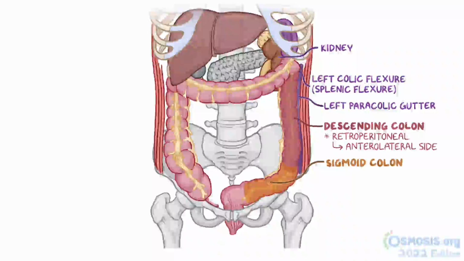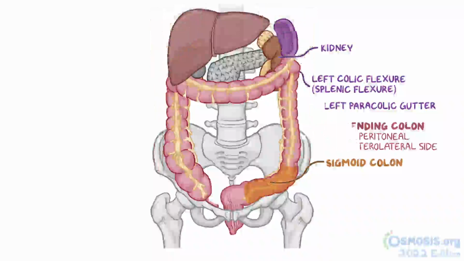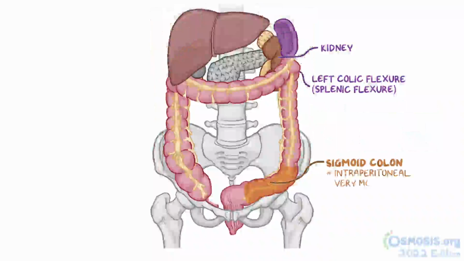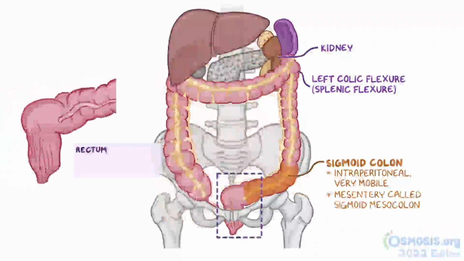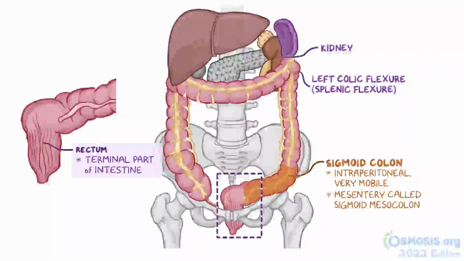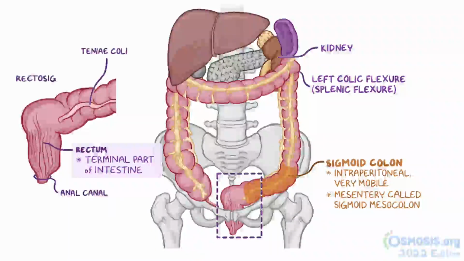As it descends towards the third sacral vertebra, the sigmoid colon makes an S shape as it connects and continues as the rectum. The sigmoid colon is intraperitoneal, very mobile, and has a mesentery called the sigmoid mesocolon. The rectum is the terminal part of the large intestine, is fixed retroperitoneally, and is continuous inferiorly as the anal canal. Also note that the taeniae coli mentioned previously end at the rectum, where they form a continuous muscle layer, and this transition point indicates the rectosigmoid junction.